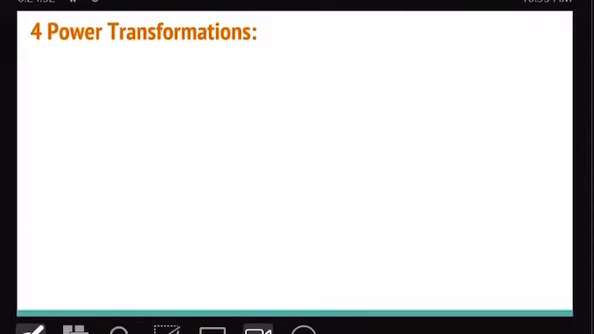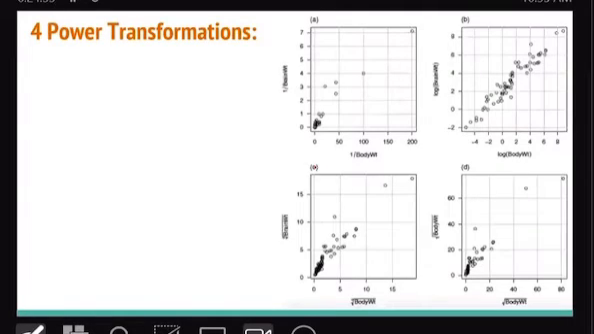Now, take a look at this. The first one that I consider is the reciprocal, 1 over brain weight. Instead of plotting brain weight against body weight, I do 1 divided by it. When I do 1 over that, it's going to be reduced, right? I plot that. It doesn't solve the problem.